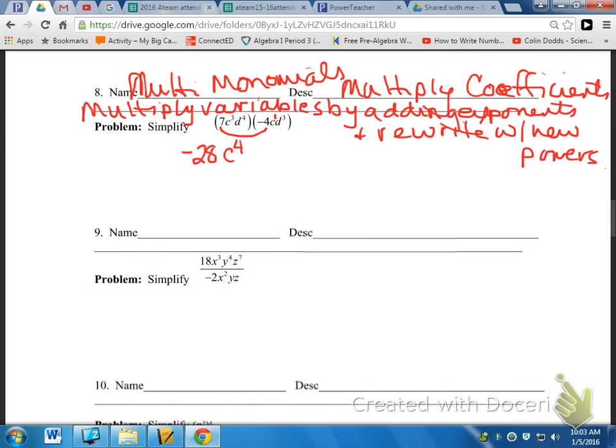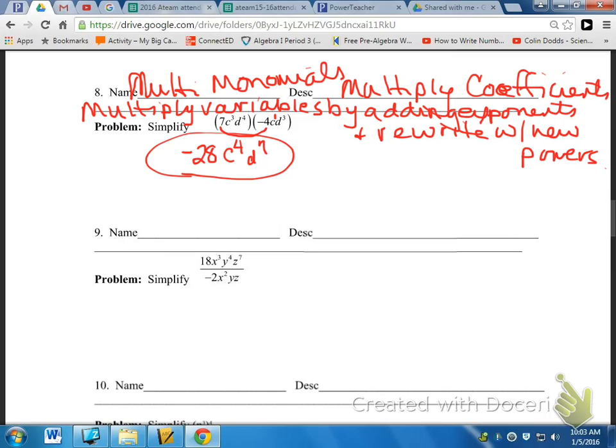And then you switch to the d. I've got d to the fourth and d to the third. It would make it d to the seventh. It says rewrite with new powers, but there is no need on this one. You're done. So negative 28, c to the fourth, d to the seventh. That's all you do. Questions?